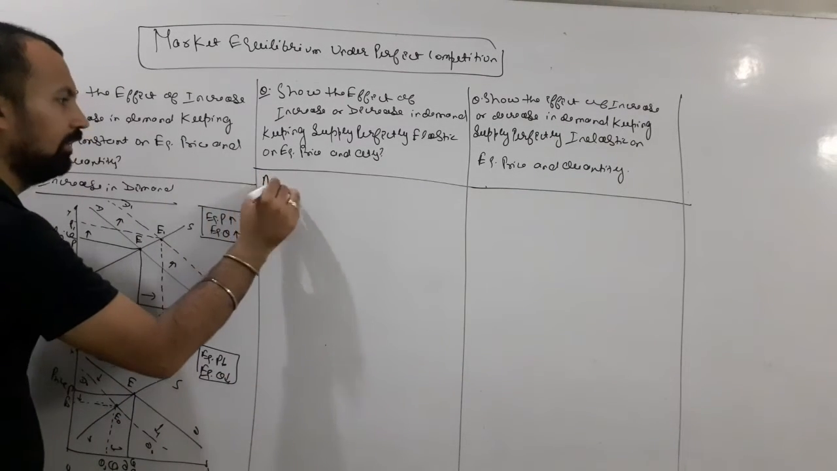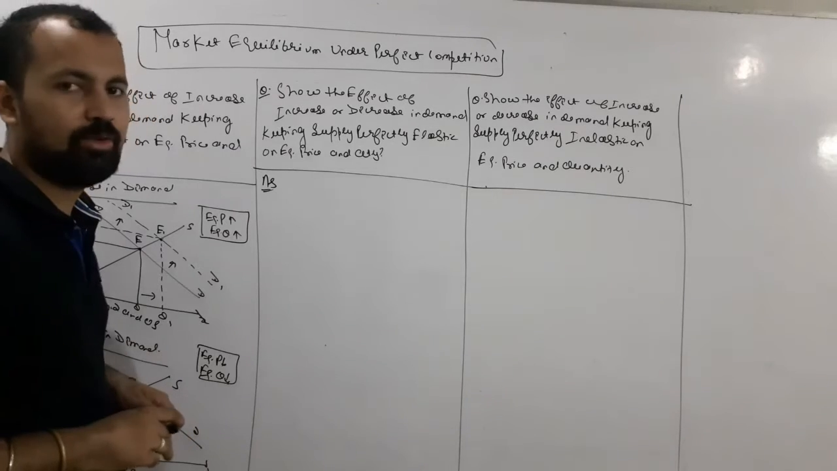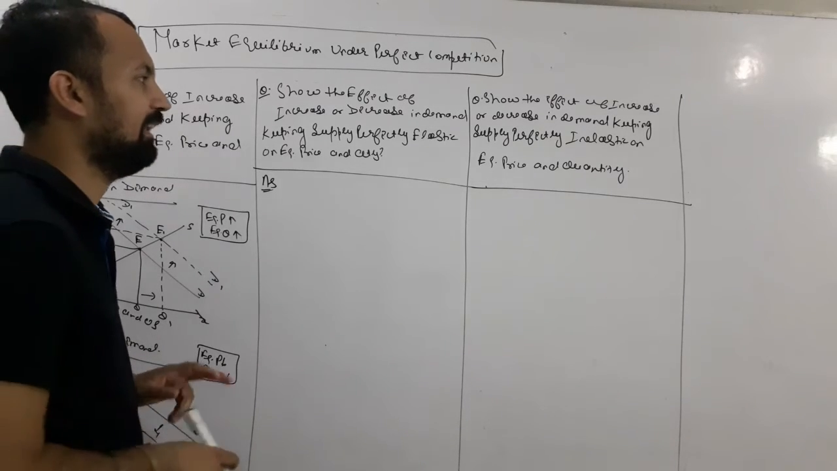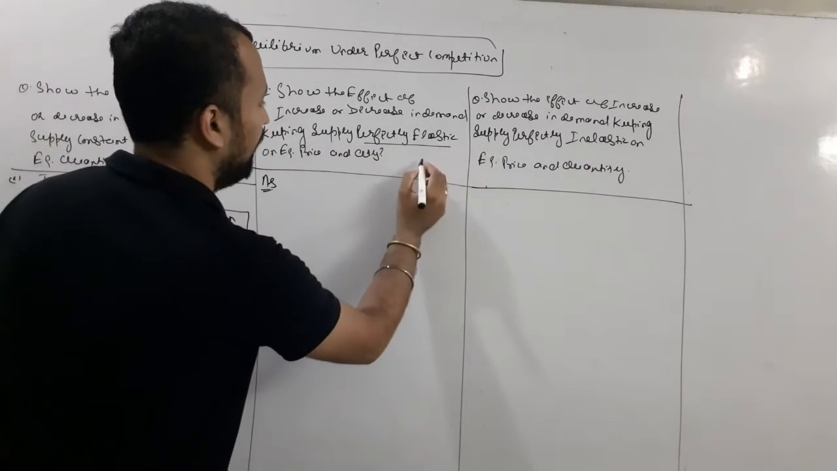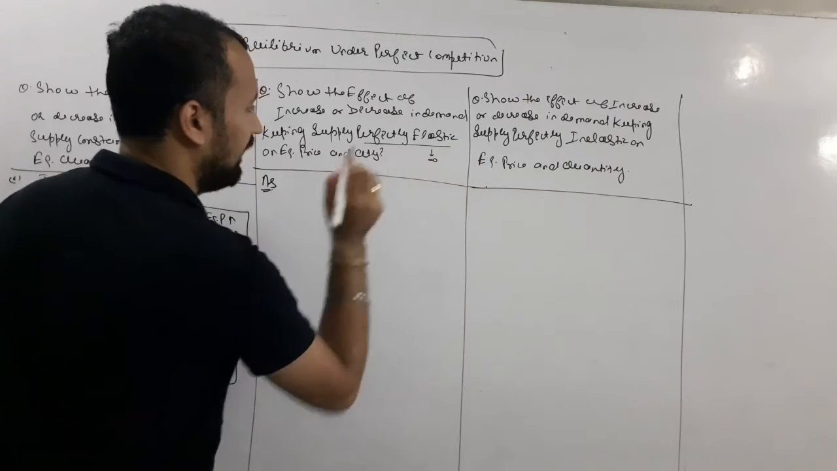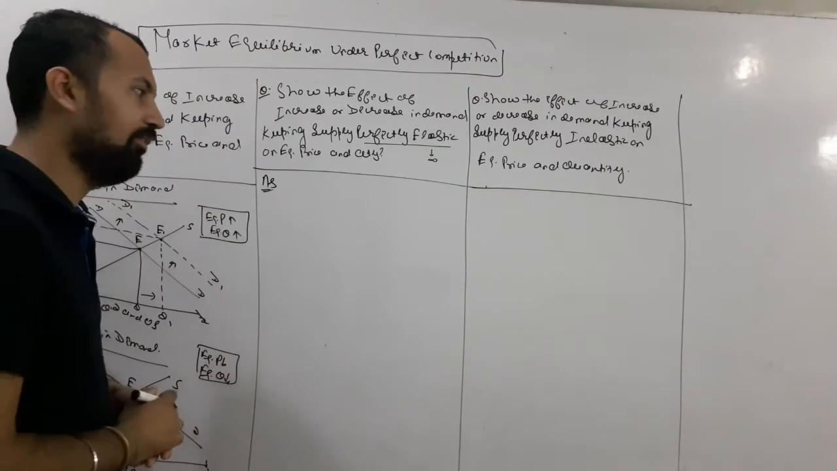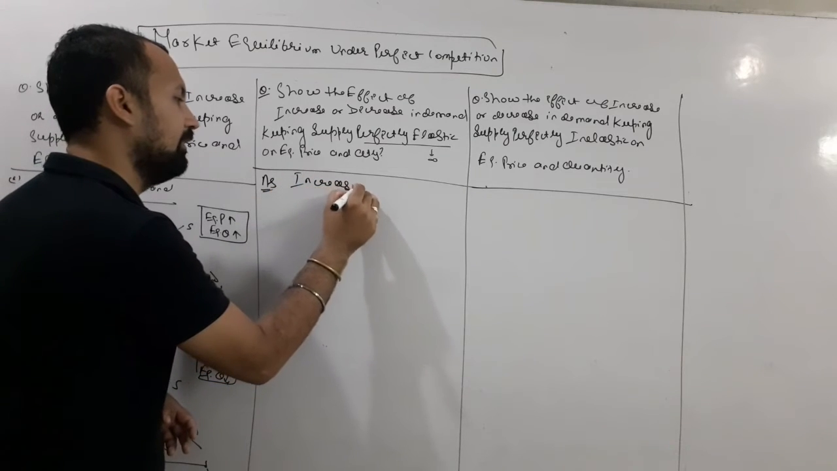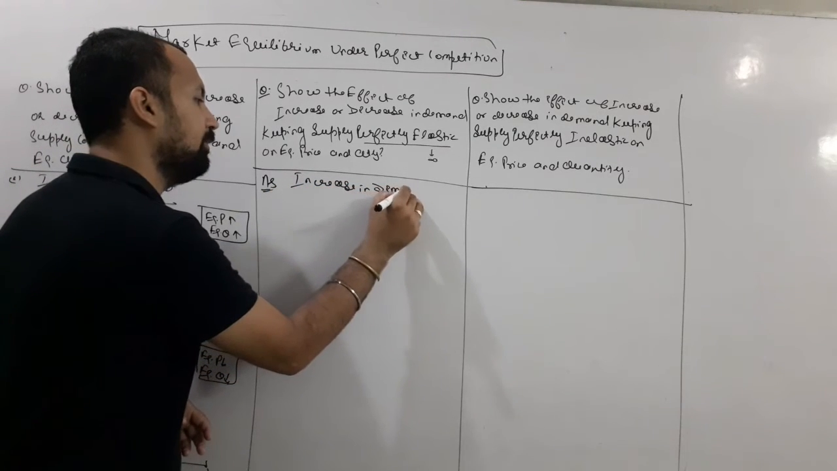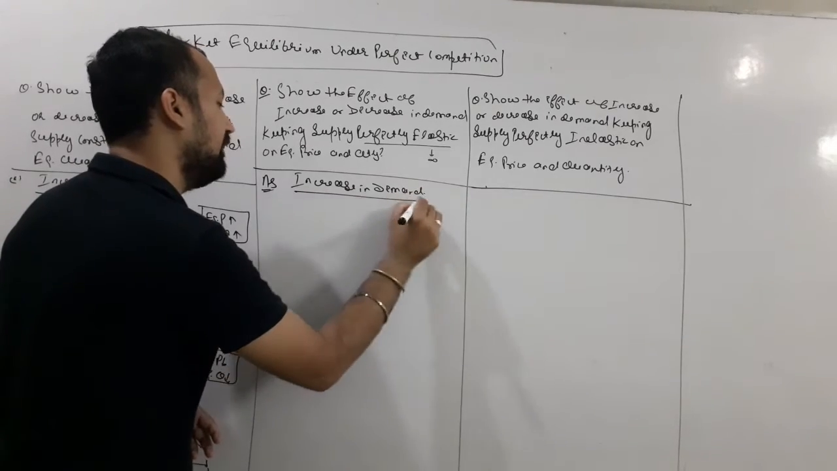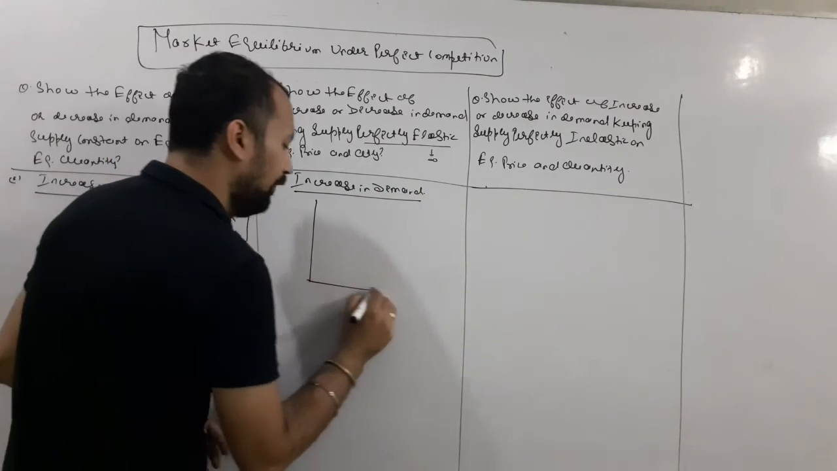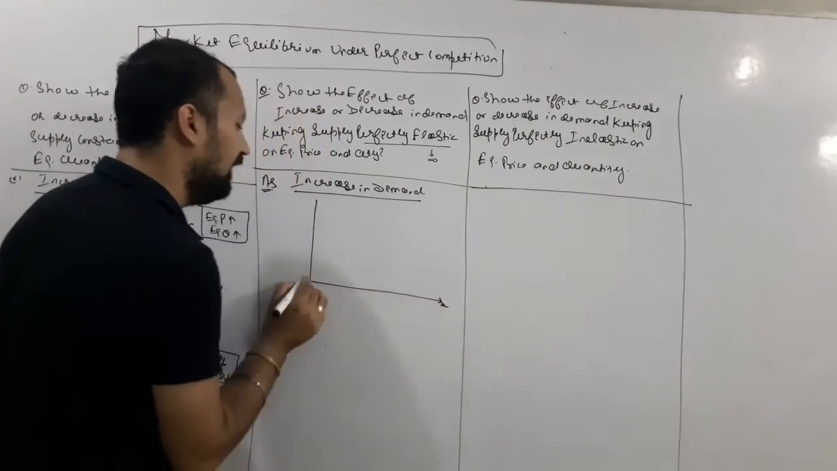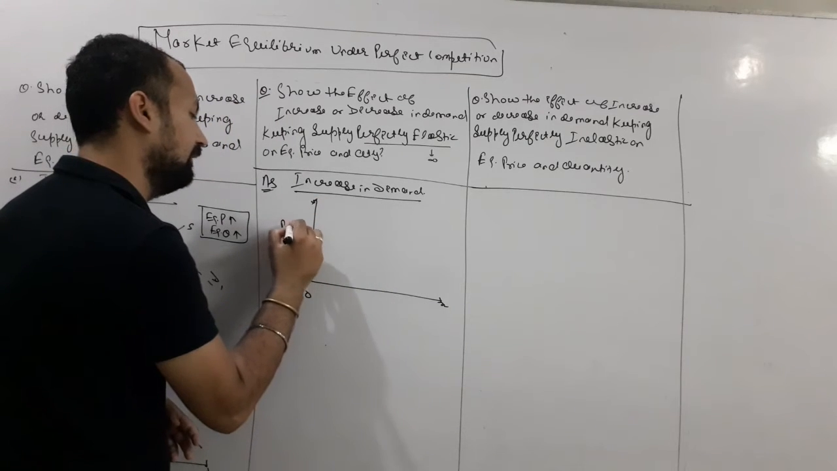Now the next question. Show the effect of increase or decrease in demand keeping supply perfectly elastic. Perfectly elastic means elasticity is infinite, which means there is no change in the price. So we need to explain two situations: one is increase in demand, one is decrease in demand.